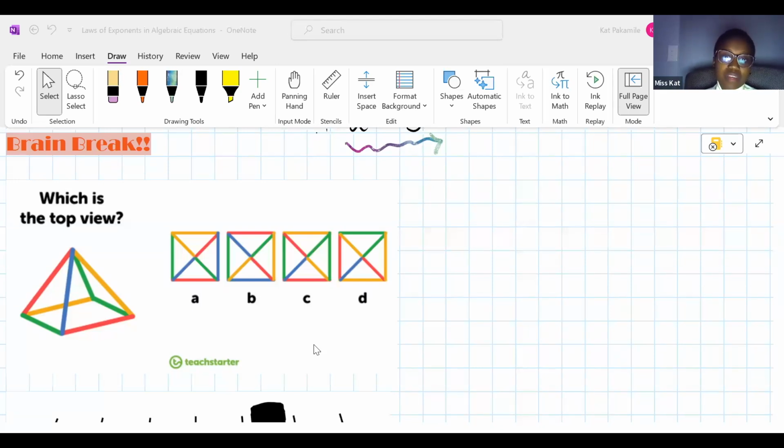Nope, Indipile has vanished. Kwezi. Ma'am, it's a triangular prism. But which one is the top view? Is it A, B, C, or D? The top view is C. How do you know that?